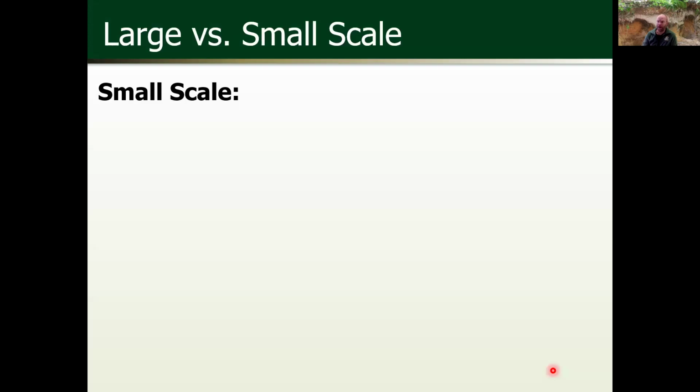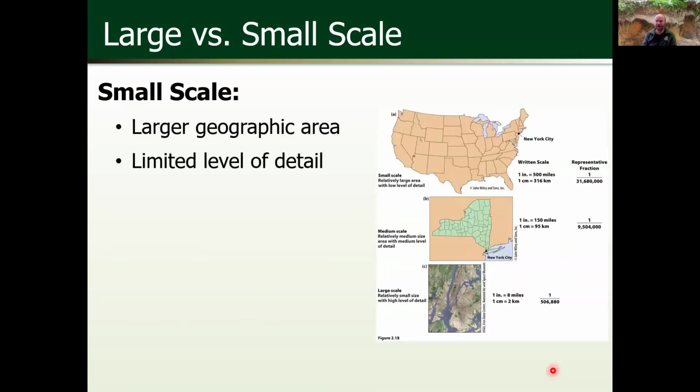All right, so what is a map scale? Scale is essentially a fraction, so a big fraction or a small fraction. A small scale would be a small fraction, so think 1 divided by a really big number, with lots of zeros and decimals. A small scale then represents a large geographic area with a limited level of detail, like state borders and boundaries. Again, a small scale is a very tiny number, 1 over 31 million here.